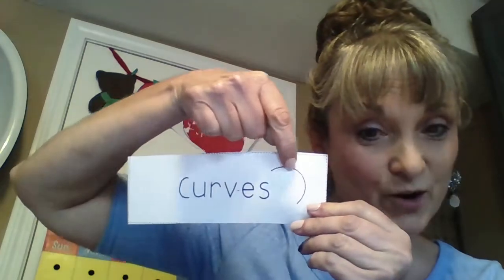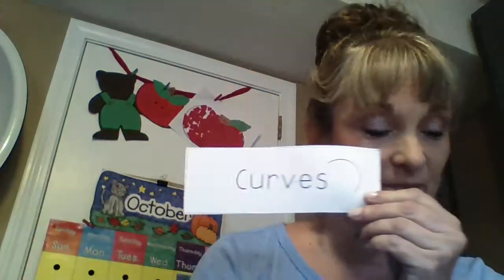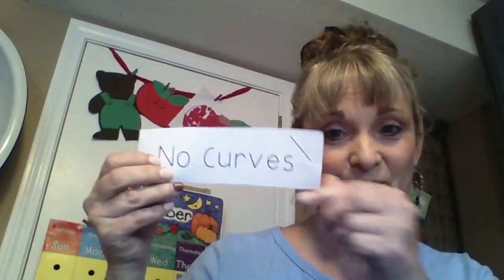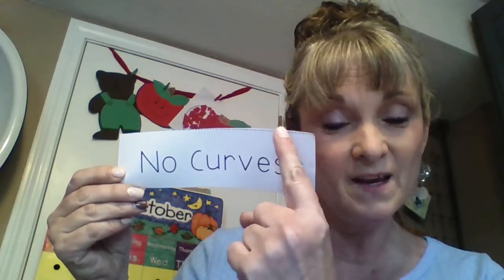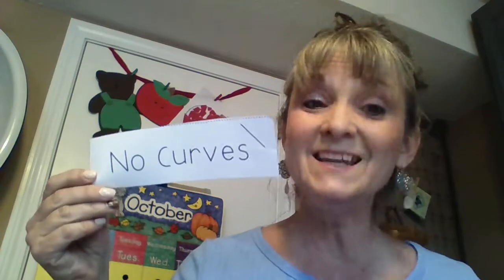curves. See the curved line on this paper? And we're going to talk about no curves. No curves. See that? That's a straight line. Something that is a straight line has no curves.